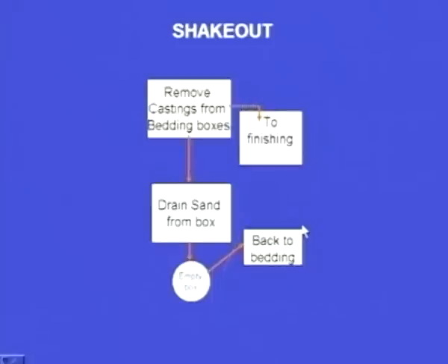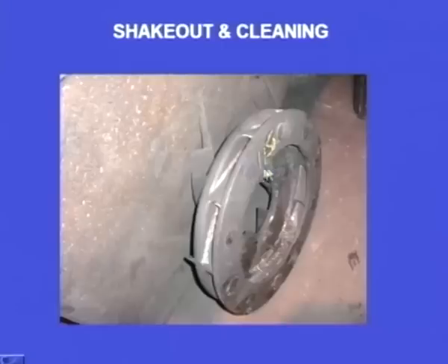Next one, shakeout. After solidification is over, we have to remove the casting from the bedding boxes, and the sand will be broken. The sand has to be drained from the boxes, and the boxes will be empty. Again they will be going to the bedding, and here the castings will be going for finishing operations. So this is the shakeout. So this is the final casting that we have obtained after solidification and after shakeout.